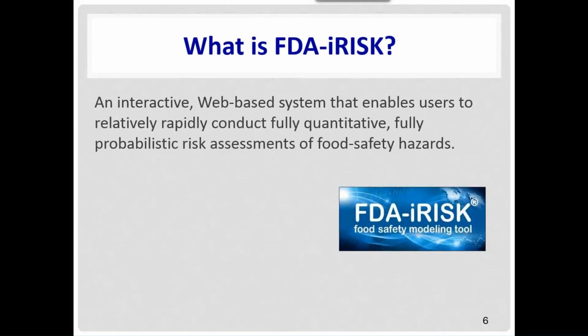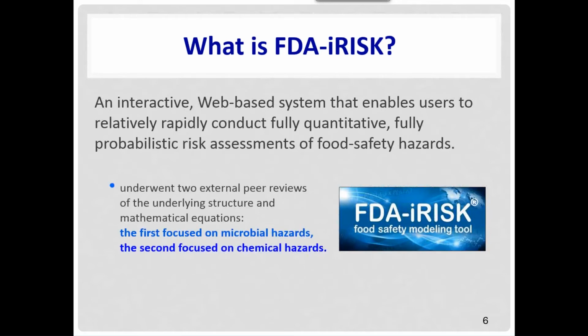FDA-iRISK. Thanks, Susan. Before we get into specifics, I'd like to give you a brief introduction to this novel tool to give you a general idea about what it is and why it's important to FDA and to stakeholders. I'll also give you a preview of what it can do, including an example of a risk ranking report. FDA-iRISK is an interactive, web-based system that enables users to conduct fully quantitative, fully probabilistic risk assessments of food safety hazards. It does this with built-in model frameworks and automated features. We undertook 2 external peer reviews to validate the tool, one focused on microbial hazards and the other on chemical hazards.